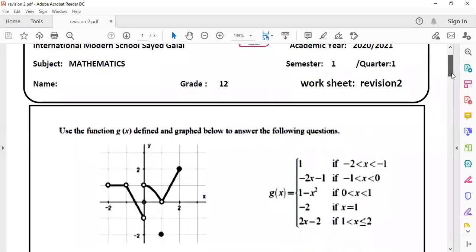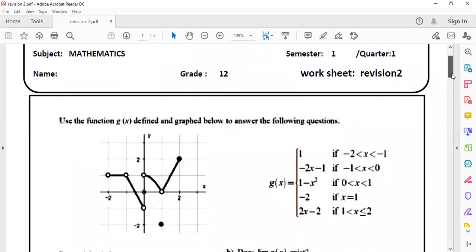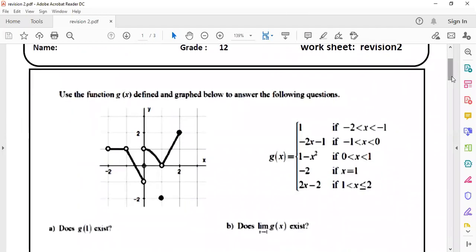Okay, let's solve revision sheet 2 during this session. Let's start with the first question. Here, as you see, what is the head of the question? I have to read the head of the question well to know how to solve.